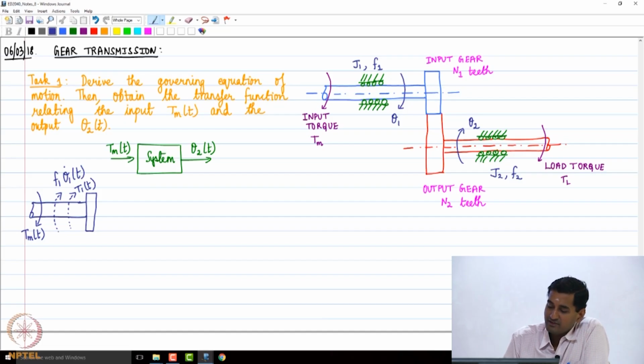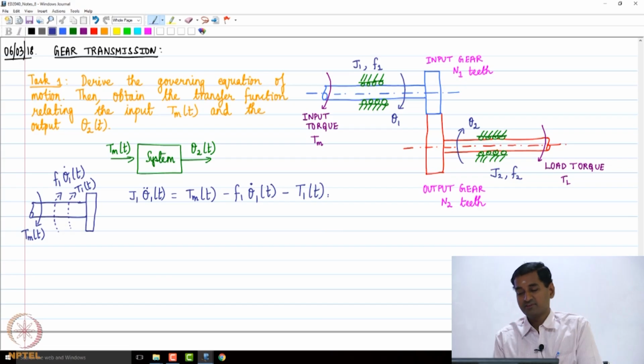So if we write down the equation of motion, what's going to happen? J1 times theta 1 double dot of t is going to be equal to the net torque acting on this body. That's going to be the input torque TM(t) minus F1 theta 1 dot of t and then minus T1(t). Okay, so that's what we are going to have.